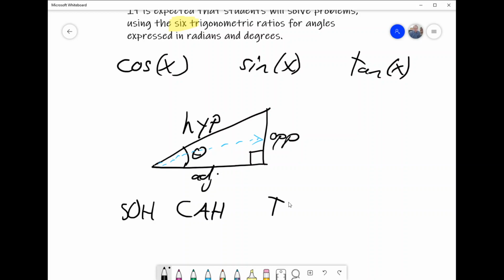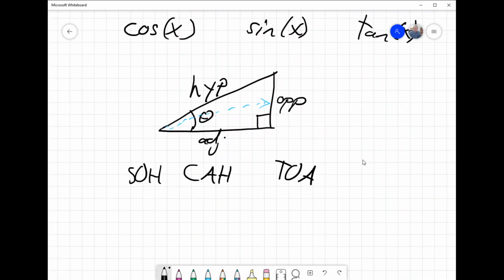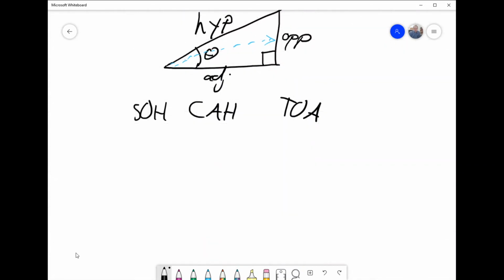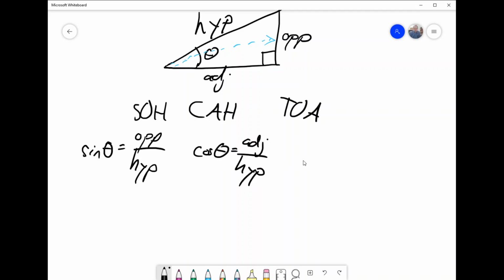You may have heard the mnemonic SOHCAHTOA. The TOA is mispronounced deliberately to remember that there's an A there, because the sine of our angle is the opposite over the hypotenuse. The cosine of our angle is the adjacent over the hypotenuse. And the tan of our angle is the opposite over the adjacent.